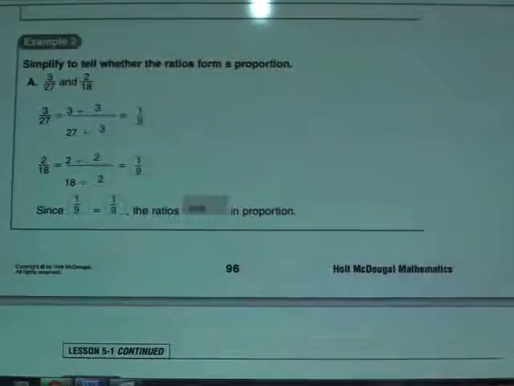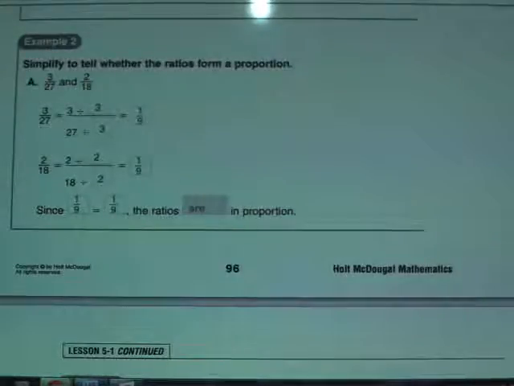All right, here's number 2. We're supposed to simplify to tell whether the ratios form a proportion. Now, there's actually a lot of different ways to do this, but what they decide to do here is say, okay, we want to know if these two things form a proportion, meaning, in essence, are these two things the same thing? And the way they do that in this particular problem is to reduce the fractions down to simplest terms. And if we get the same thing, then the answer is going to be yes, they form a proportion. And if they don't, the answer is no, they don't form a proportion.